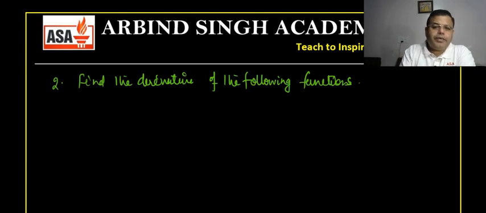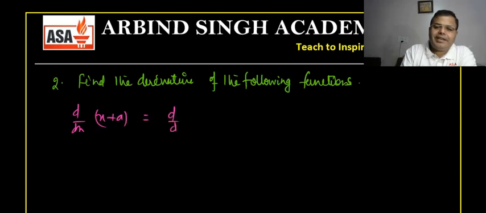The second question is given here: x plus a. So we will have to consider dy dx of x plus a. That is nothing else but dy dx of x plus dy dx of a. These are independent constants, so 1 plus 0 is 1, the answer.